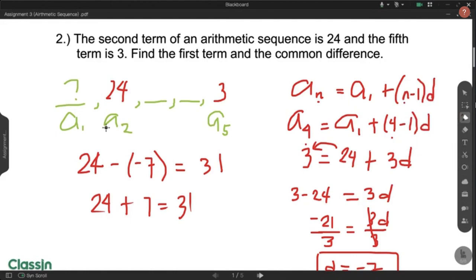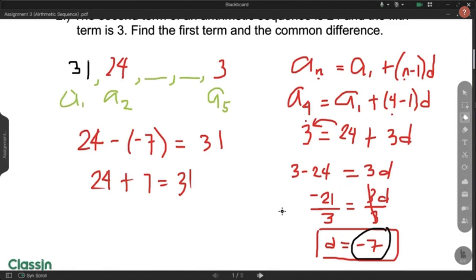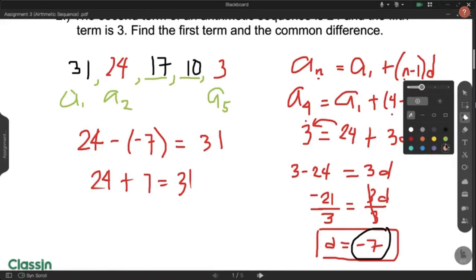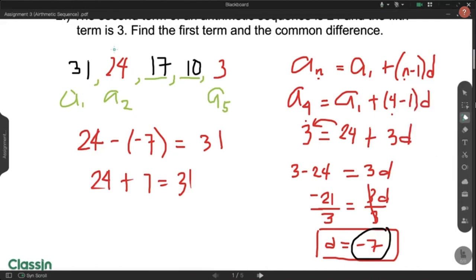Going to change it. Here we have 31. This is our first term. Common difference is negative 7. So 31 minus 7 is 24. Minus 7. What is 24 minus 7? That's 17. 17 minus 7 is 10. And 10 minus 7 is 3. Okay, look at this. Common difference is negative 7.